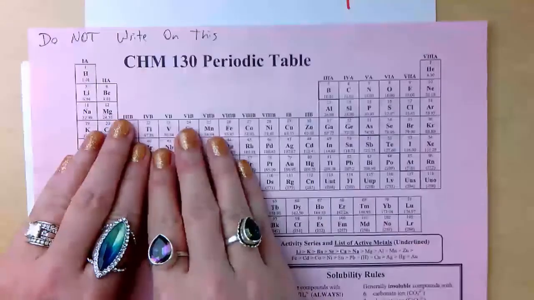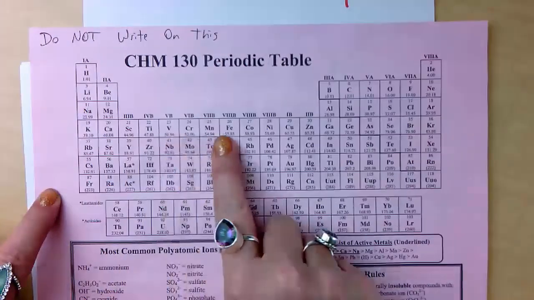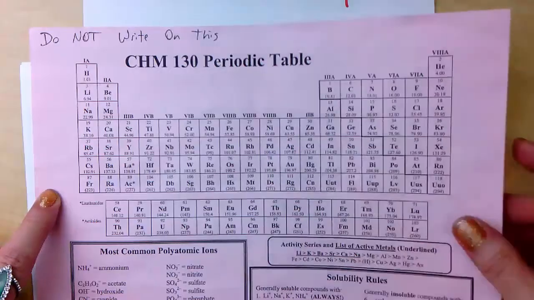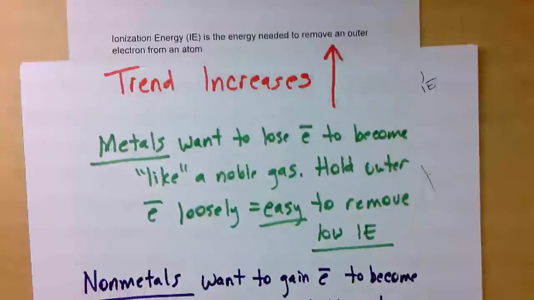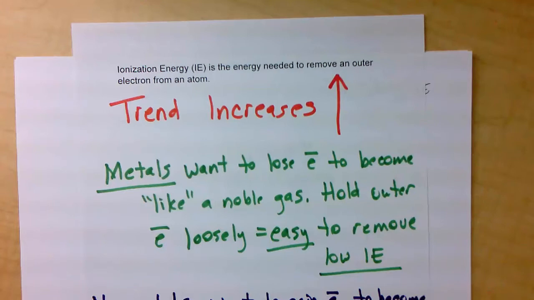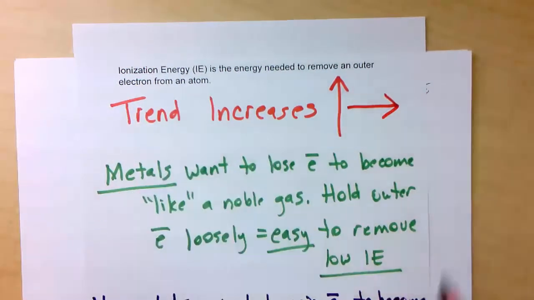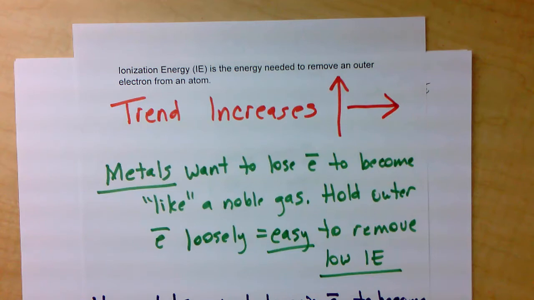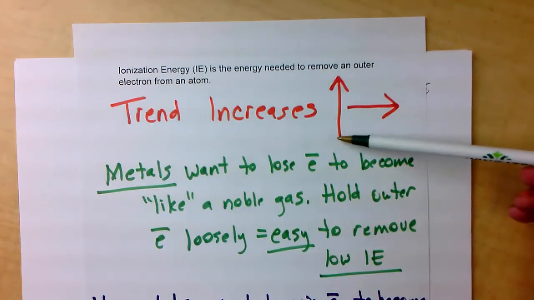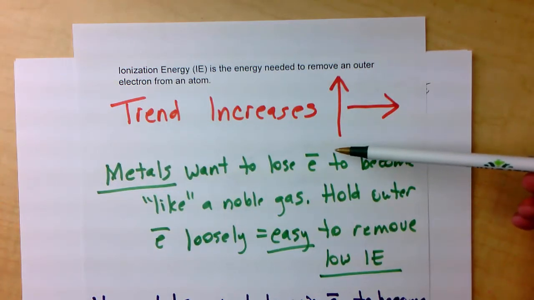So here's the metals that are low. And as we go across, we're getting higher, higher, higher. So the trend, back to our trend, is that we're going to increase as we go across. So ionization energy is the energy needed to remove an outer electron from an atom. Small atoms hold their electrons tighter, so they have higher ionization energies. Up here, the small ones. Big fat atoms hold on looser, so it's a lot easier to take them away.